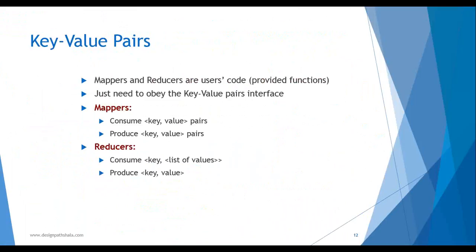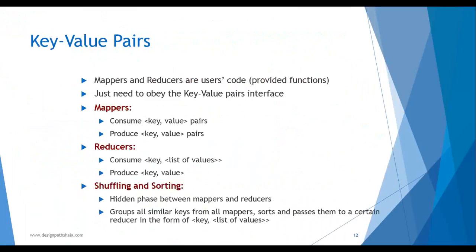And the reducer consumes a key and the list of values produced from the mapper and produces a key and value pair. That is your aggregated output, what you are doing with the data. And in between there was something called the sort and shuffle phase, which is hidden from us, but we'll look into how this phase helps us. I'll talk about that part also.